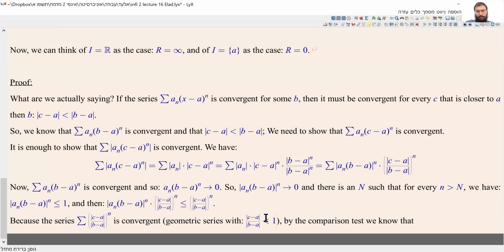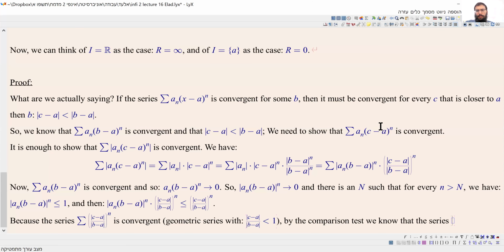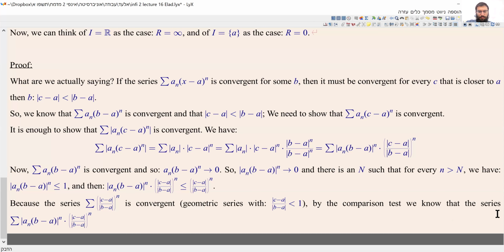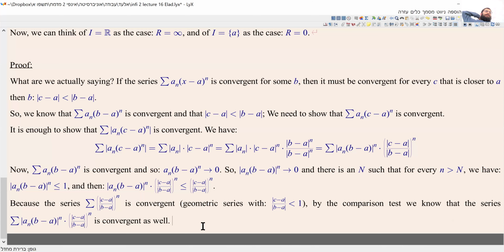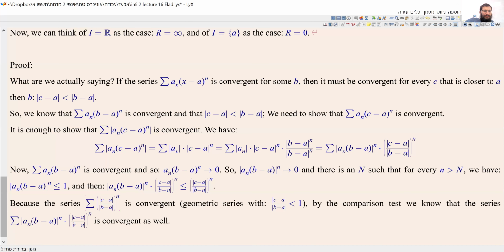The series of a_n, b_n, minus a, and so on, is convergent as well. As we already mentioned, this series is actually the series of a_n (c minus a) to the power of n. And we actually showed that the series is not just convergent, it is absolutely convergent. Have that in mind, okay?